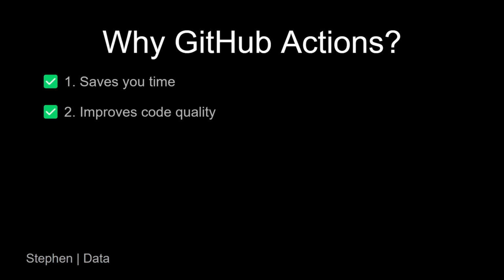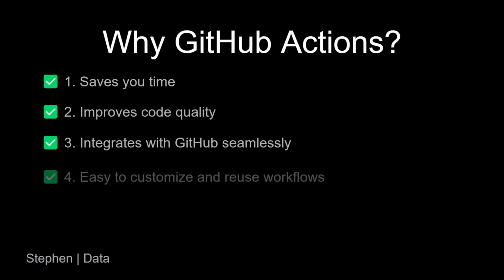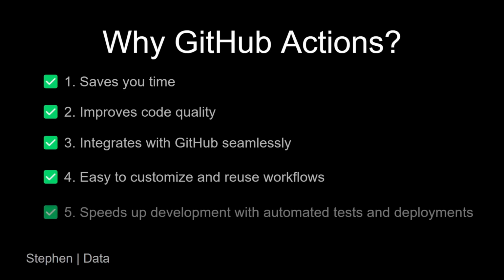This means your code has a better chance of meeting the quality standards you and your team have set for your project. 3, it integrates with GitHub seamlessly. GitHub Actions is on GitHub, and so are all your projects. So you don't actually have to leave GitHub to automate your workflows. 4, it's easy to customize and reuse the workflows. So you can customize your workflows to meet the needs of your projects. And once you've set them up, you can reuse them in other projects to save even more time. And 5, it speeds up development. Now, because your tasks are automated, you get faster feedback on any issues with your code. So this helps you catch bugs early and speeds up the overall development process.